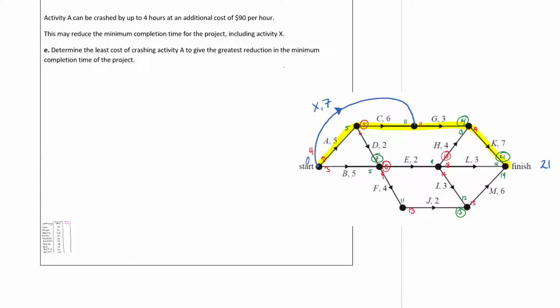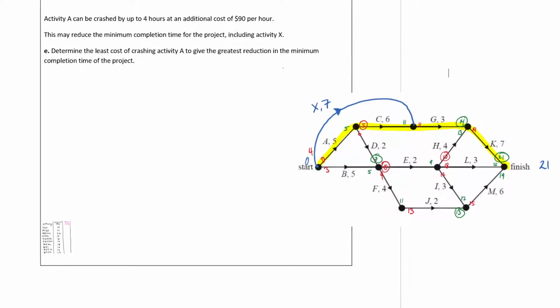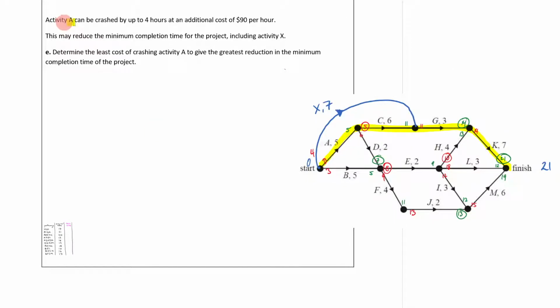Now we come to the tricky last question here, which says, activity A can be crashed by up to 4 hours at an additional cost of $90 per hour. This may reduce the minimum completion time for the project, including activity X. Determine the least cost of crashing activity A to give the greatest reduction in the minimum completion time of the project. To answer this question here, we're going to be using the table method.